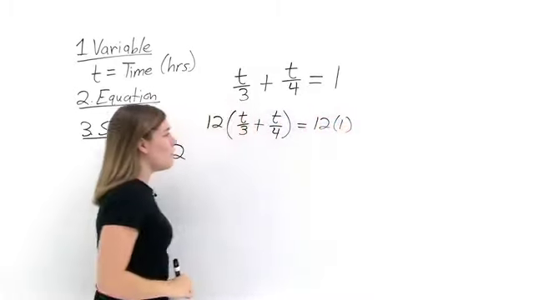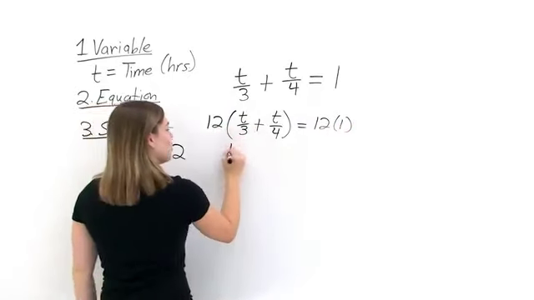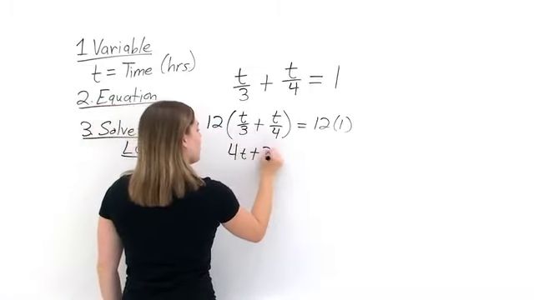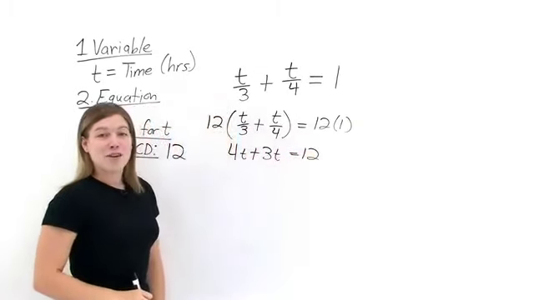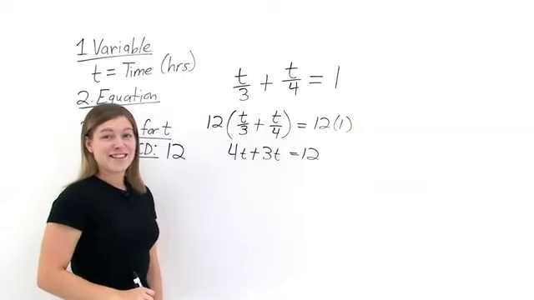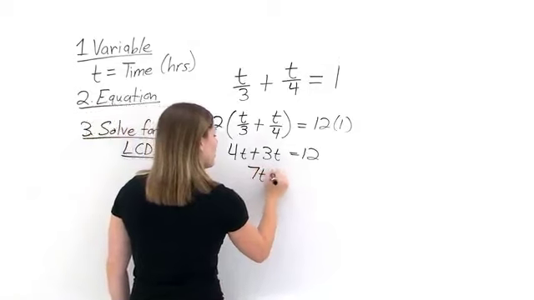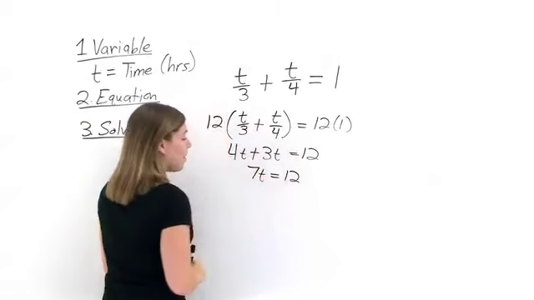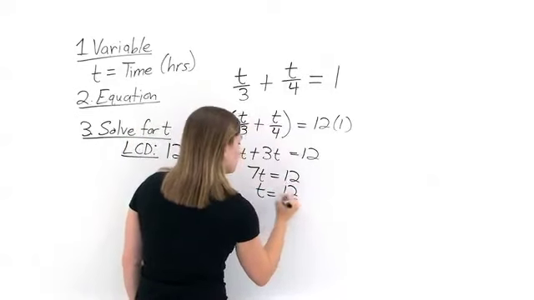Now when we distribute in our least common denominator of 12 into each one of these fractions, we'll get 4t plus 3t equals 12. Now we've gotten rid of all the fractions. We need to solve for t. We combine our like terms together to get 7t equals 12. Then divide both sides by 7 to get t equals 12 over 7.